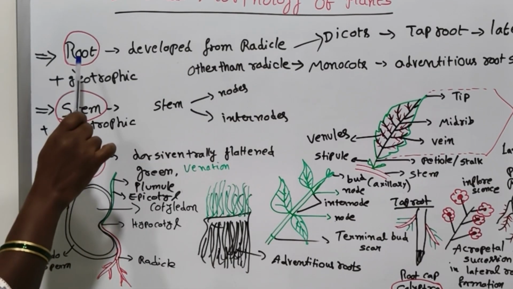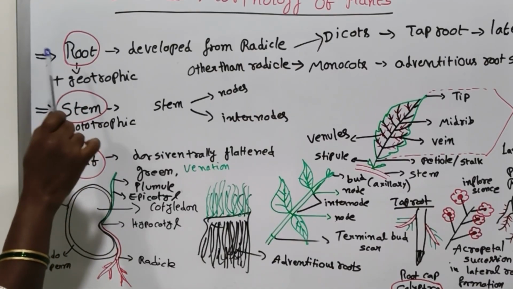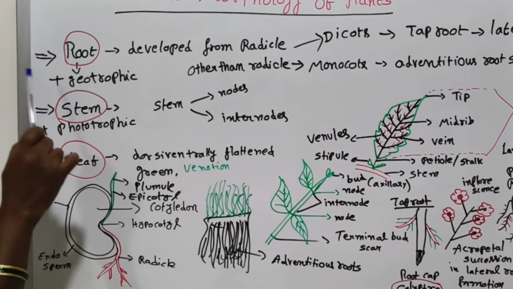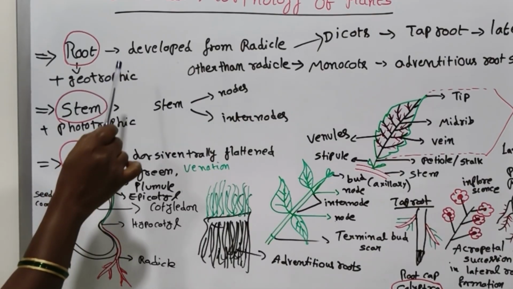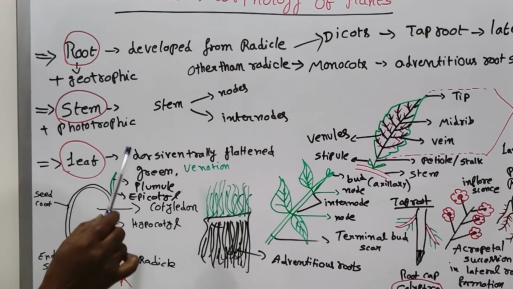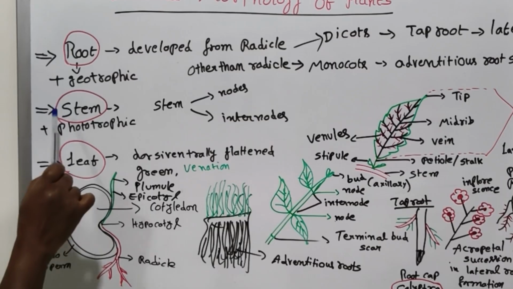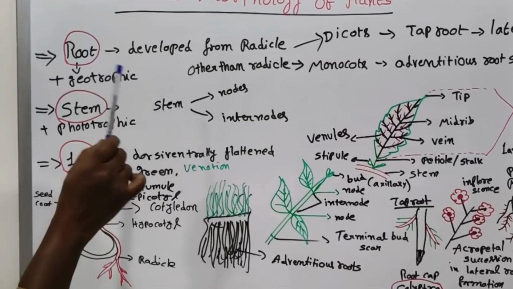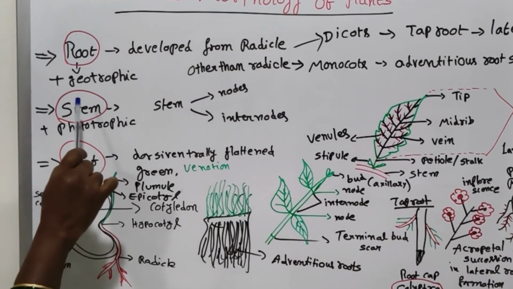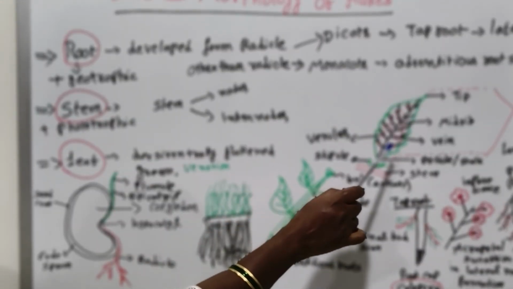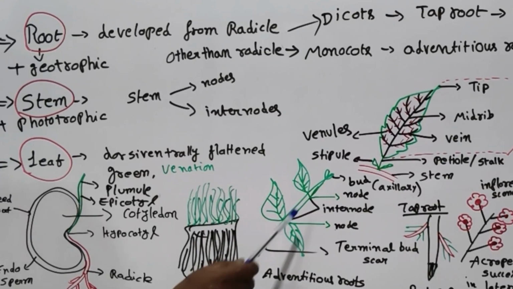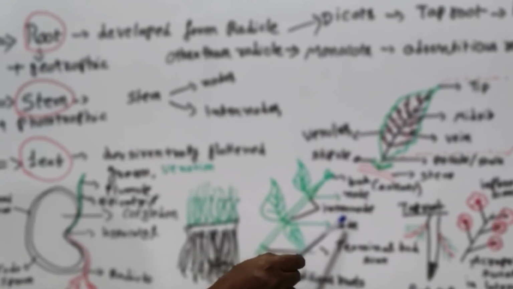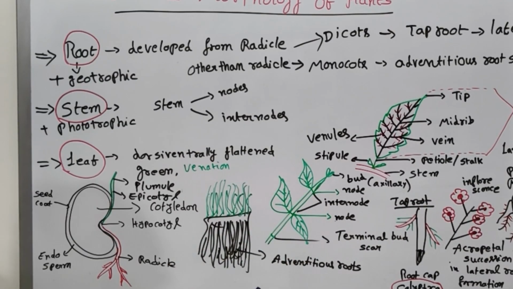When we learn about the root, root grows positively geotropic towards beneath the soil, whereas stem grows positively phototropic towards the sunlight. Okay, stem shows nodes and internodes. Here in this picture you can observe nodes and internodes. Between two nodes there is a region known as internode.